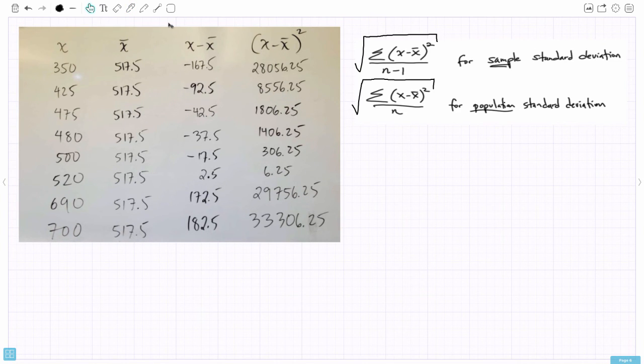Okay, so I'll make a little summary here. I take all the data, which is in my left column, find the average, take differences from the average, and square all those differences. And then either I'm going to do a sample or population standard deviation. If it's the sample standard deviation, I follow this formula. Population standard deviation, I follow that formula.